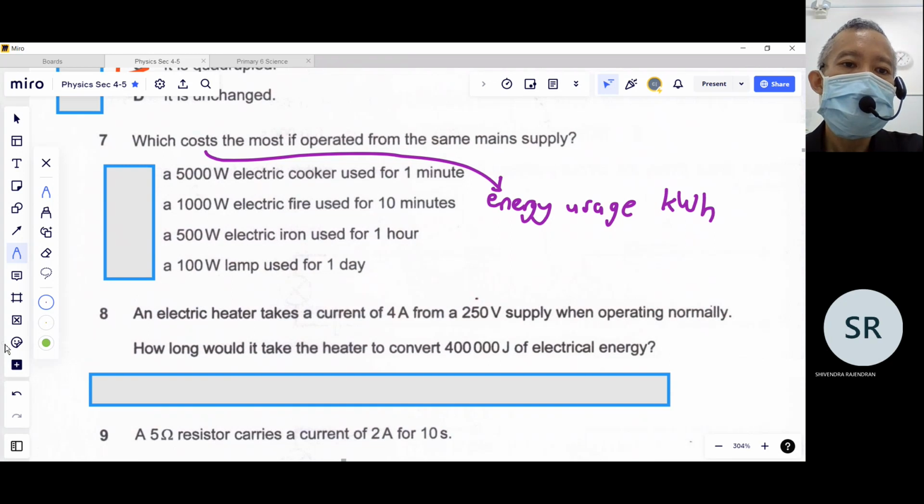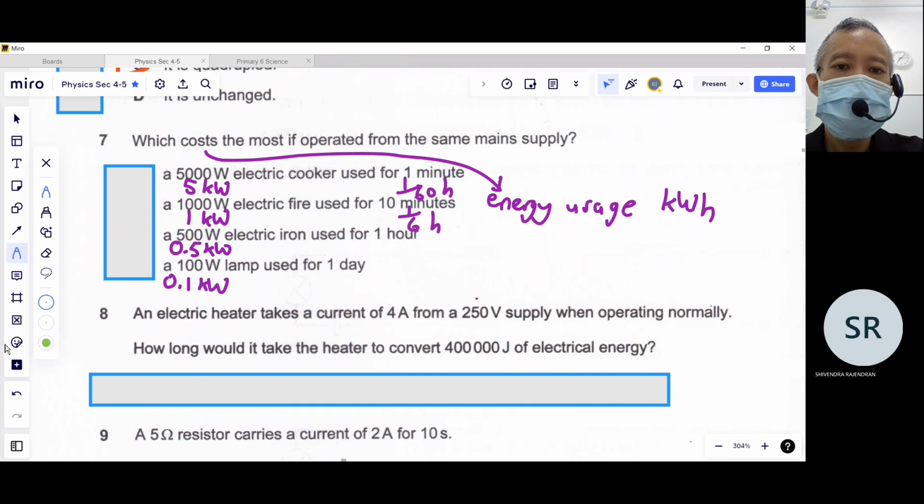So therefore, for good practice, my suggestion is to convert all of this to kilowatt. So this is 5 kilowatt, 1 kilowatt, 0.5 kilowatt, 0.1 kilowatt, and of course, convert all of this to hours: 1/60 hour, 1/6 hour, 1 hour, 1 day, and make sure you know how many hours 1 day has.